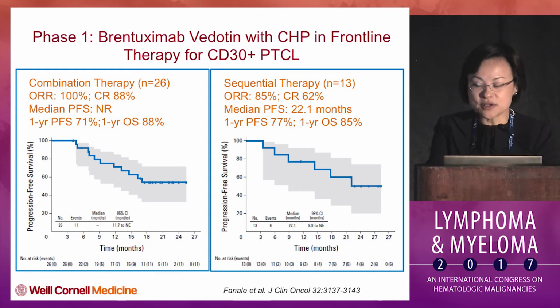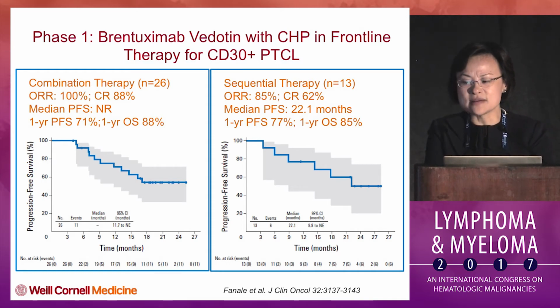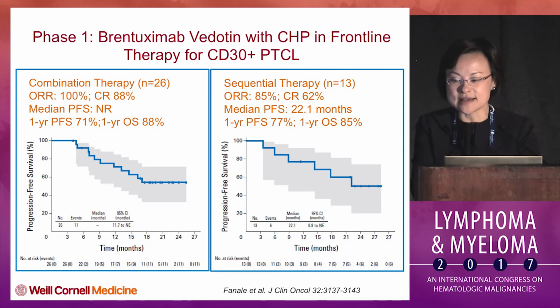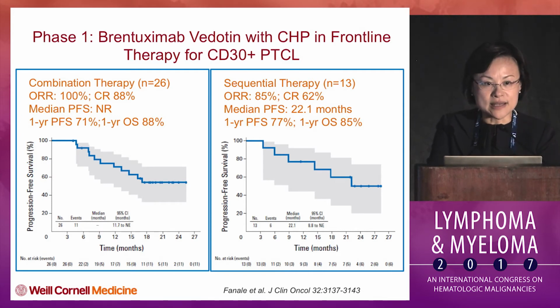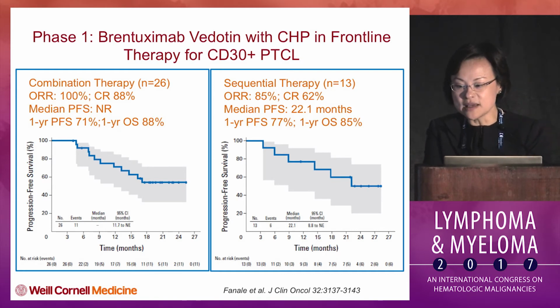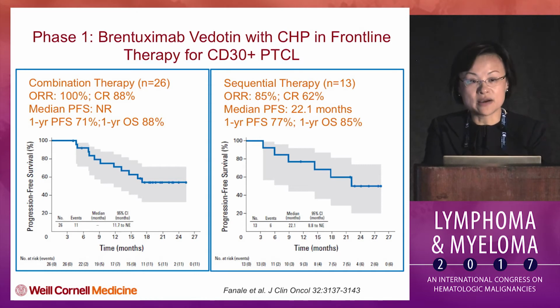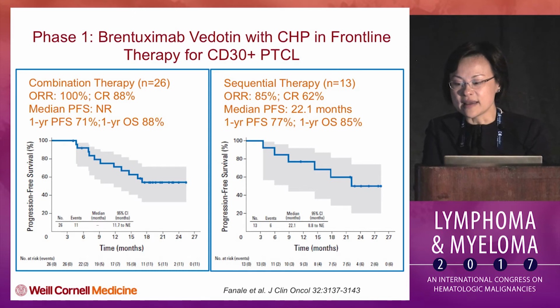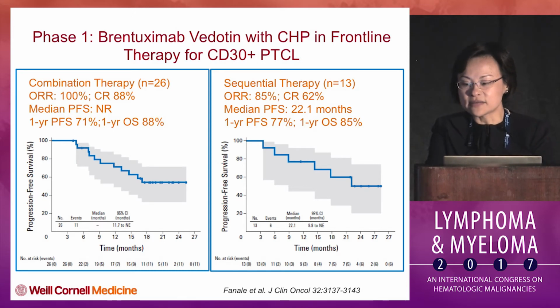The phase 1 study was published a couple of years ago. The study was conducted either in combination fashion or sequential fashion. In the combination setting, vincristine was omitted from the CHOEP, so Brentuximab Vedotin together with CHP gives an overall response rate of 100%, 88% of which was CR, and a very nice progression-free survival of 71% at 1 year and 88% overall survival.